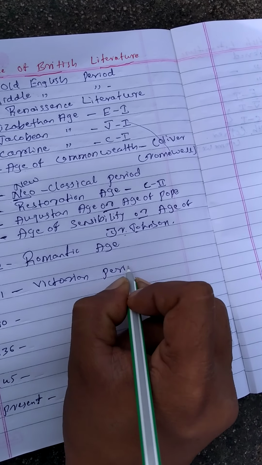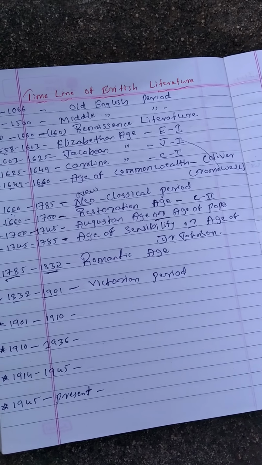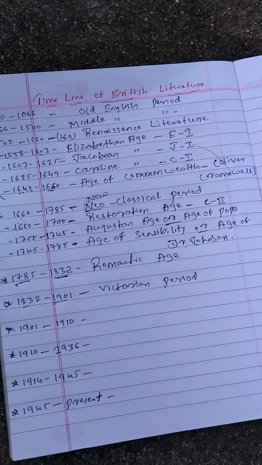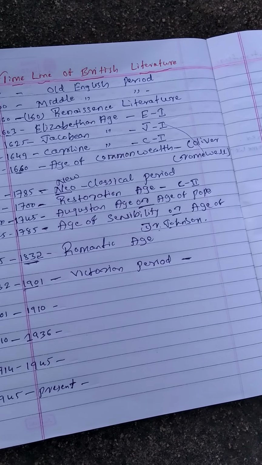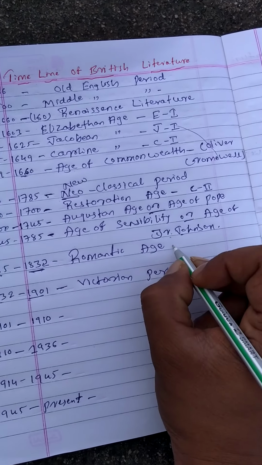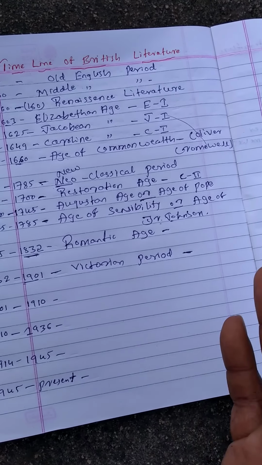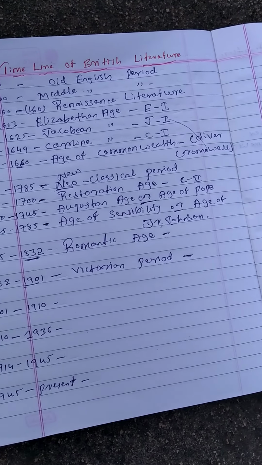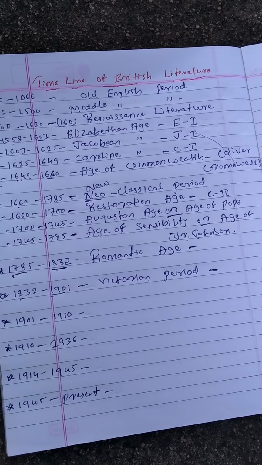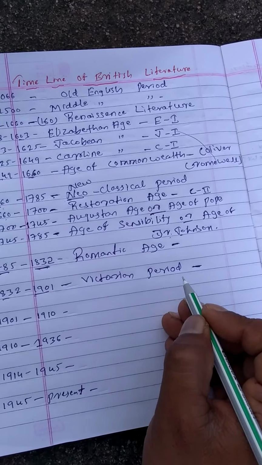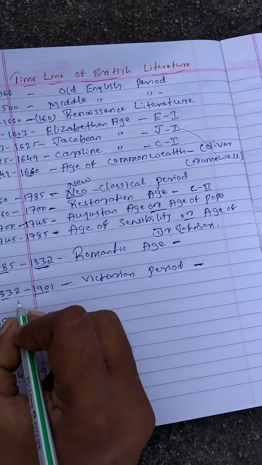The Victorian age is also a very important part of British literature, as industrialization emerges here. Mass production emerges in this age. In the romantic age, writers like Wordsworth, Coleridge, Southey, Byron, Shelley, and Keats emerge, and imagination is the most important part. But in the Victorian period, industrialization, that is mass production, emerges, from 1832 to 1901.